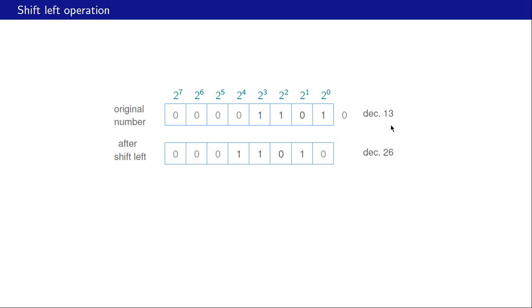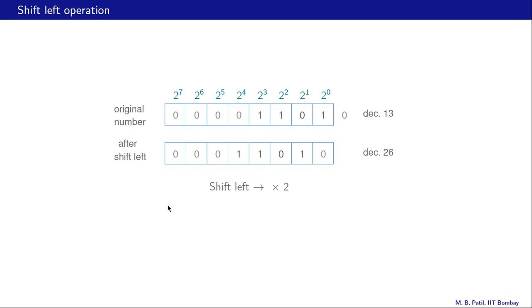And this is not surprising because if we consider this bit, for example, its old weight was 2 raised to 0 and its new weight now is 2 raised to 1, that is twice the old weight. This one had a weight of 2 raised to 2 and now it has got a weight of 2 raised to 3, twice again, and so on. So therefore this entire binary number has got doubled by shifting left. So in conclusion, the shift left operation is equivalent to multiplying the binary number by 2.